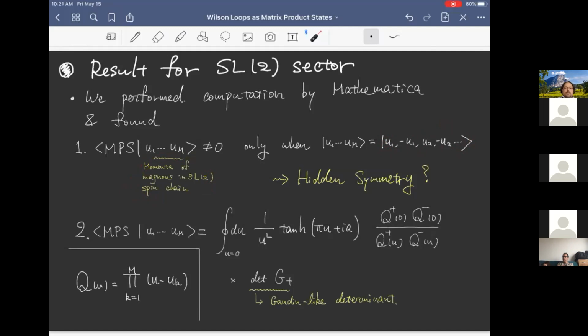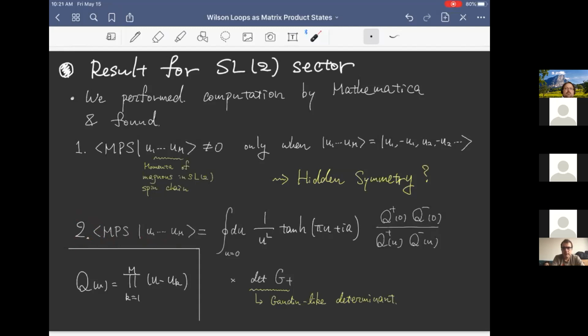The same structure was also found in the defect one-point function by Kostya and Charlotte and their collaborators. And we now understand that this is basically implying that MPS has some hidden symmetry, and it can be thought of as some integrable state, integrable boundary state. So the second thing is more interesting.